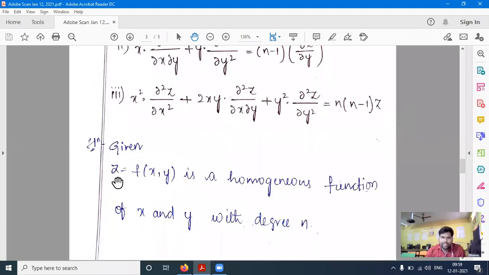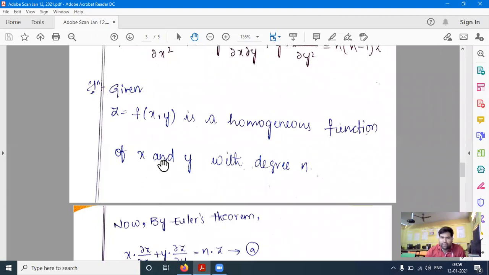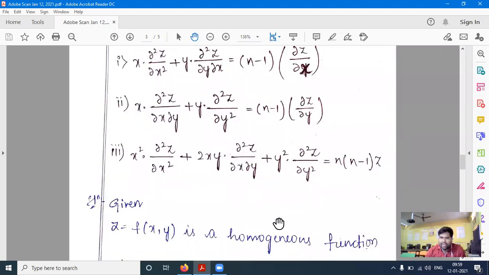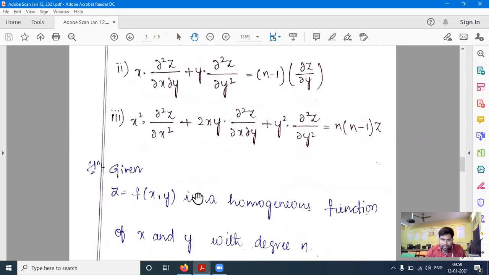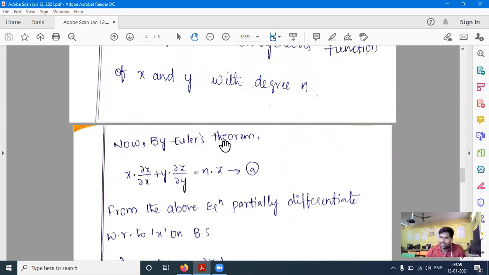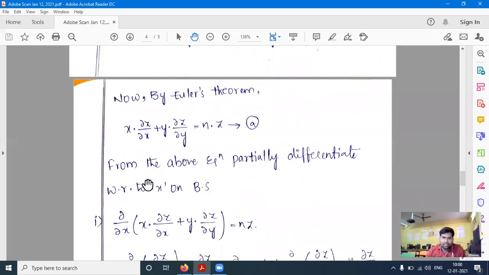So given z is equal to f of x comma y is a homogeneous function of x and y with a degree n. So now by Euler's theorem, the first order Euler's theorem, x into dou z by dou x plus y into dou z by dou y is equal to n z. We are taking it as equation number A. From the above equation, partially differentiate with respect to x on both sides, because z is a function of x.